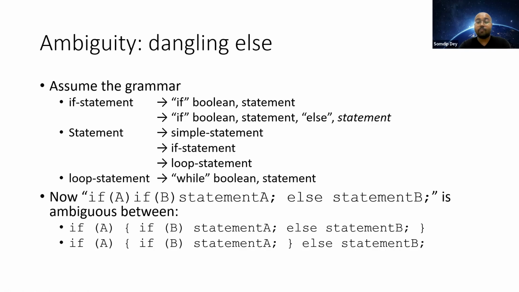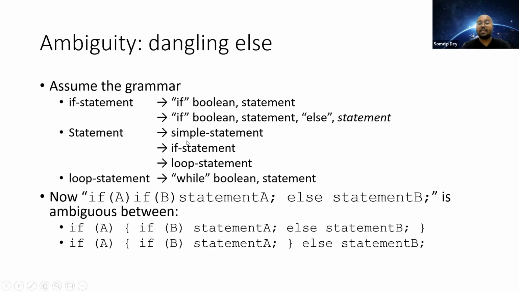Let's assume that the production rule for the grammar is defined something like this. If statement produces if Boolean comma statement. If statement can also produce if Boolean comma statement comma else comma statement. And for statement, it produces simple statement, or it can produce if statement or loop statement. And loop statement produces while Boolean statement. So these are the production rules provided as part of this grammar, right?